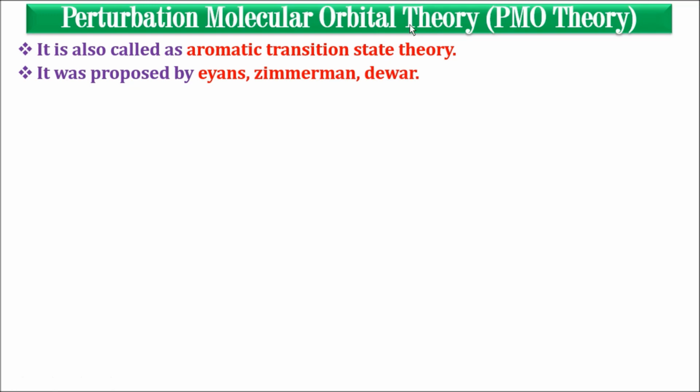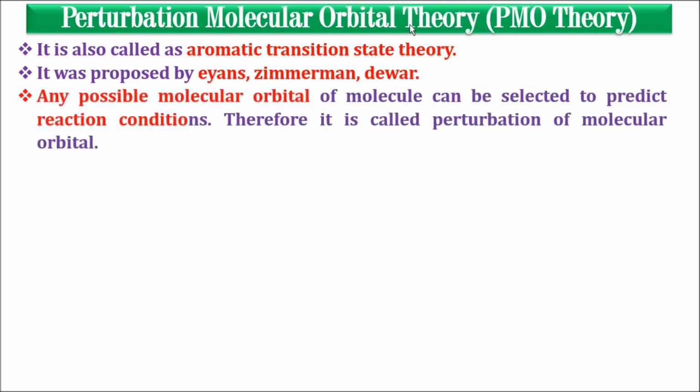So in FMO theory, we purely select HOMO and LUMO orbitals, but in this theory you can select any molecular orbital, that means psi1, psi2, psi3, any molecular orbital to explain the allowed conditions of given pericyclic reactions. That's why we are calling this theory perturbation molecular orbital theory. So why do we call it perturbation? Because you can select any molecular orbital to predict the reaction condition.